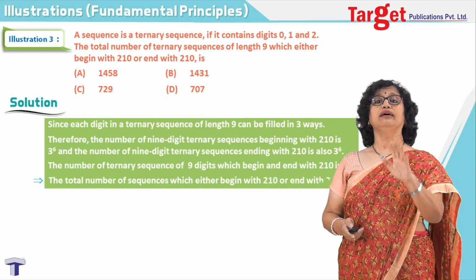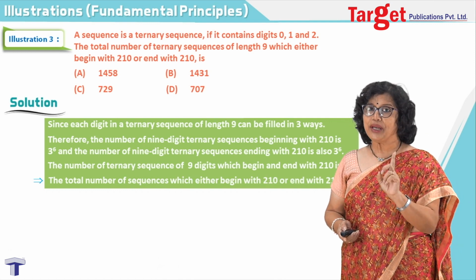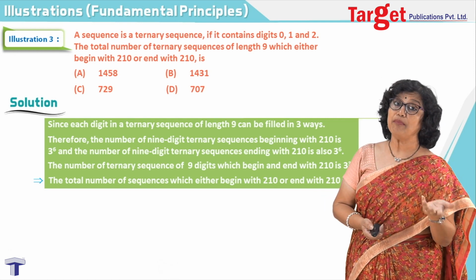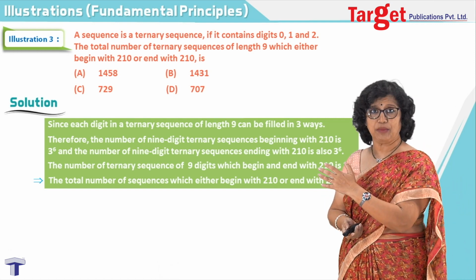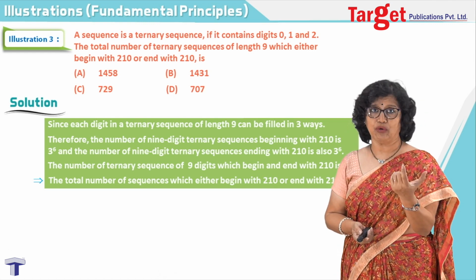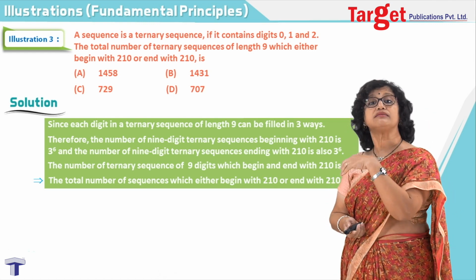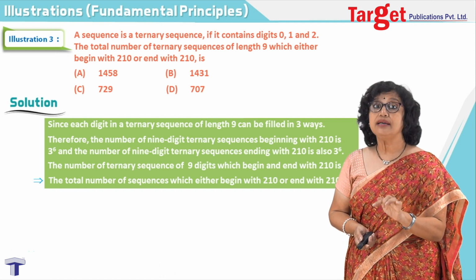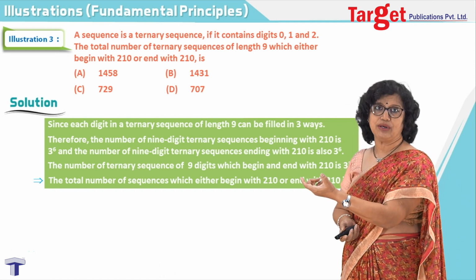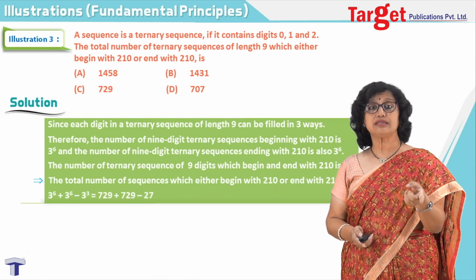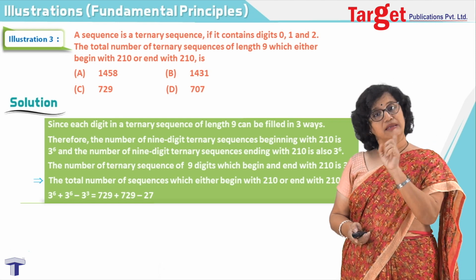So go for the required number. Can you recall? Number of A union B is n(A) plus n(B) minus n(A intersection B). Here my set A would be sequences that start with 2, 1, 0. Set B could be sequences that end with 2, 1, 0. And A intersection B would be sequences starting with 2, 1, 0 and ending with 2, 1, 0. So the required number would be 3 raised to 6 plus 3 raised to 6 minus 3 raised to 3.